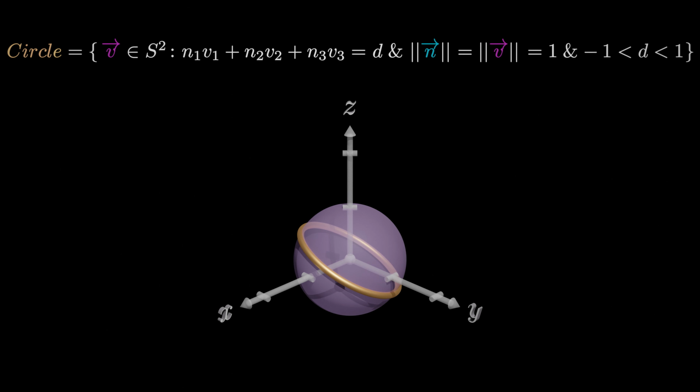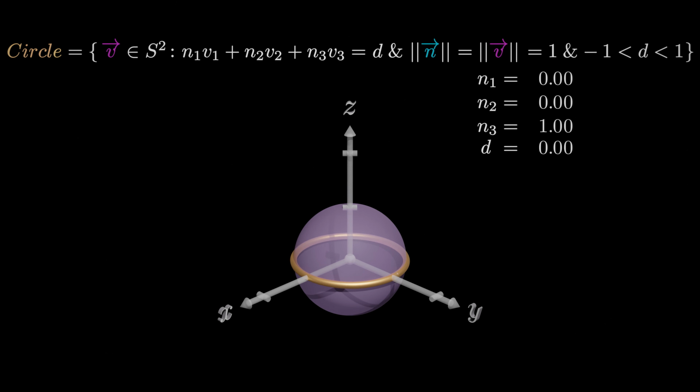There's also one more thing that's different. The elements of the set are now that of S2, not R3. Because of this, it's a little redundant to say that vectors v have to have a magnitude of 1 because we're pretty much saying that twice, but I'll just keep the condition there. Okay, let's take a look at these circles.